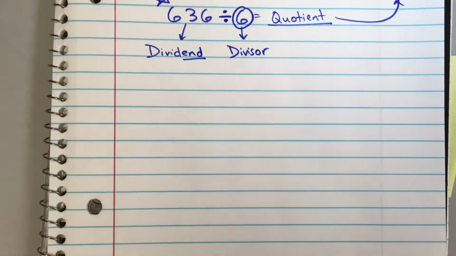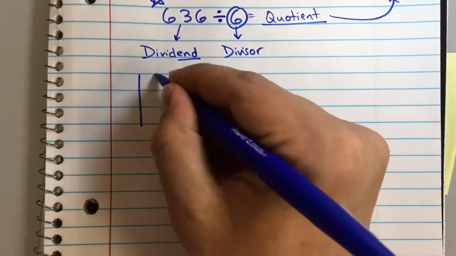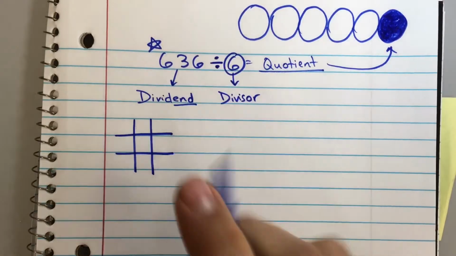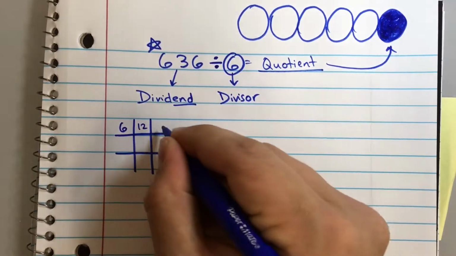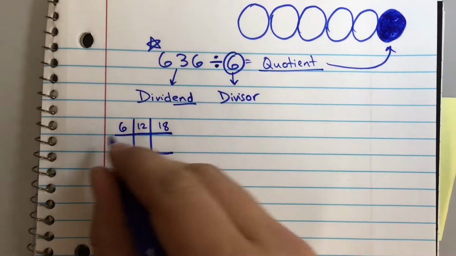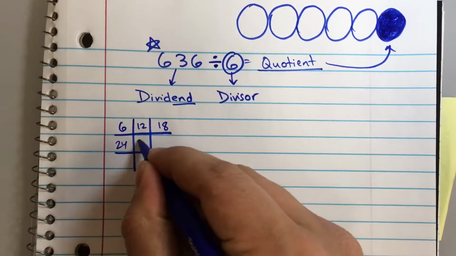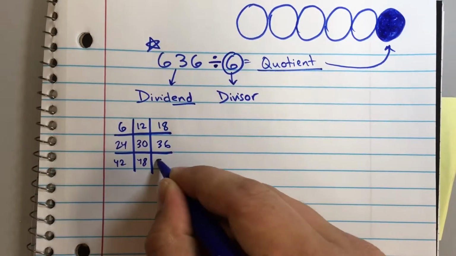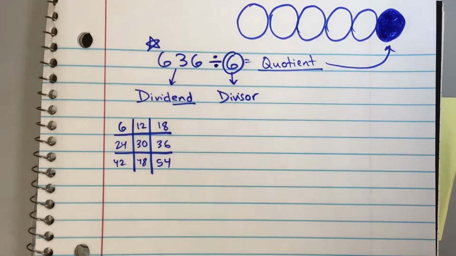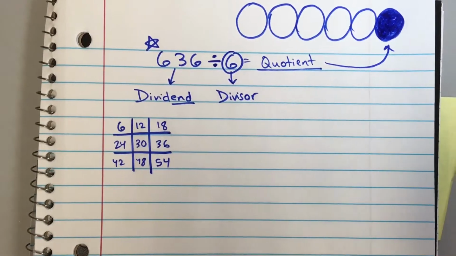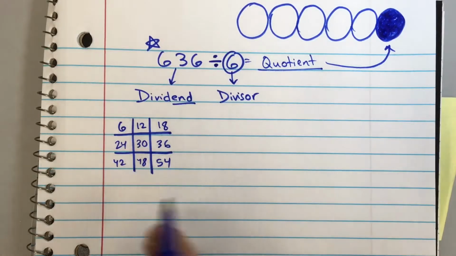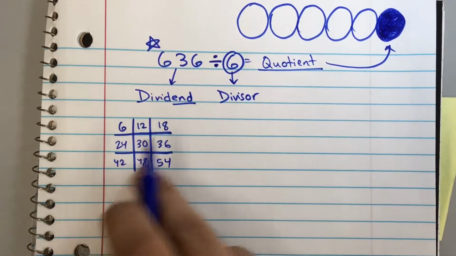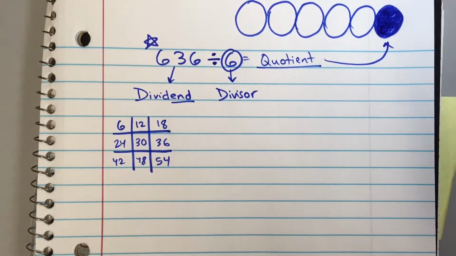When we use long division in 4th grade, we set up a tic-tac-toe board and write out the multiples of our divisor. 6, 12, 18. Start on the left again. 24, 30, 36, 42, 48, 54. Okay? So these are my multiples of 6. It's really helpful if we're not really confident in our math facts to fill out this tic-tac-toe board every time.